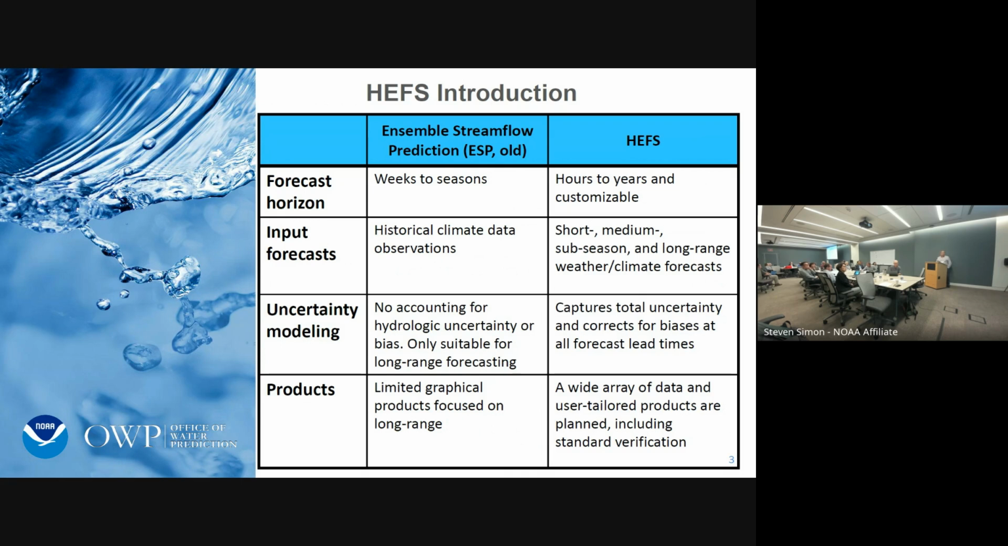And then a quick introduction, just to let you know what HEFS is. A number of years ago, the National Weather Service was running an ensemble hydrologic forecast called the Ensemble Streamflow Prediction, which only used climate observations as a forecast. Since then, that's been replaced by HEFS, and HEFS has the advantages on the right. The biggest one, of course, is that it has input forecasts from actual weather and climate models.